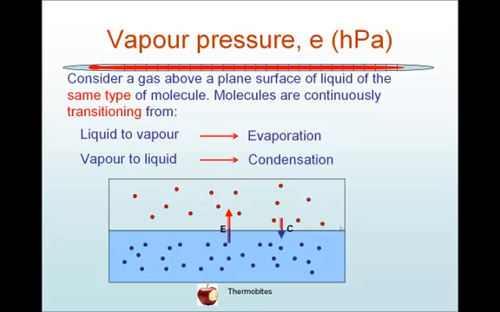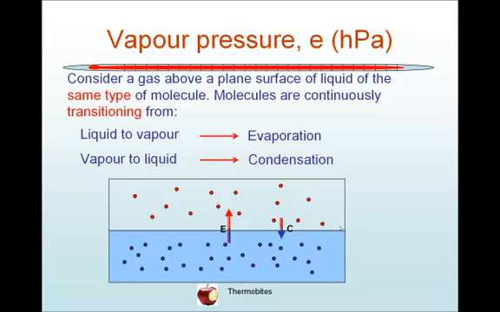Shown in this figure are water molecules in the gas phase in red and water molecules in the liquid phase in blue, and as shown, the arrow for the evaporation is larger than that of the condensation. Evaporation, unlike boiling, is only a surface process. So boiling occurs throughout the body of a liquid, whereas evaporation only occurs at the surface of the liquid water body.